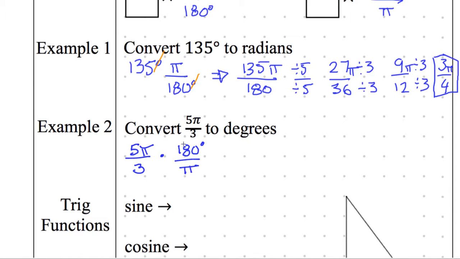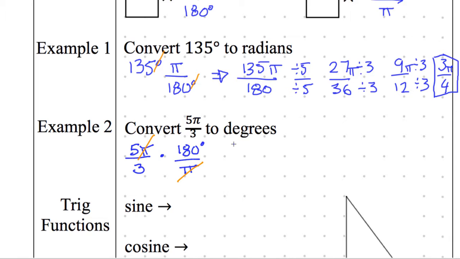How do you know this is the right one? The pi canceled out this time. Pi and pi. Something will always cancel out if you're doing it correctly, so make sure that you see something cancel out. If you accidentally multiply this by pi over 180, you're going to get pi squared. It's because you need to take the reciprocal of that fraction. You need to flip that fraction.